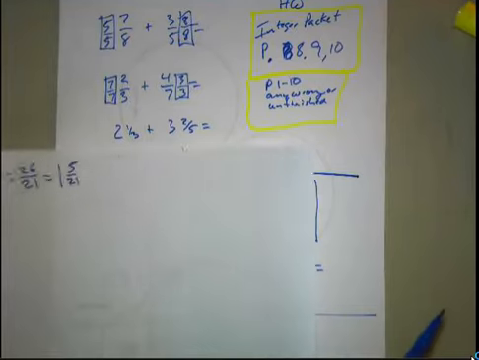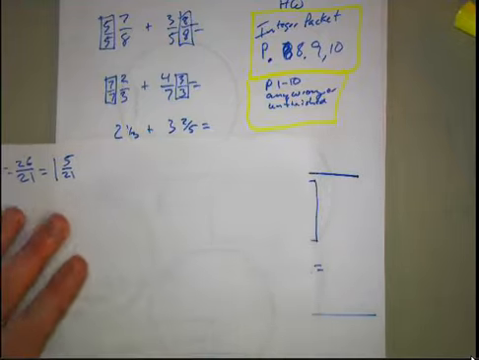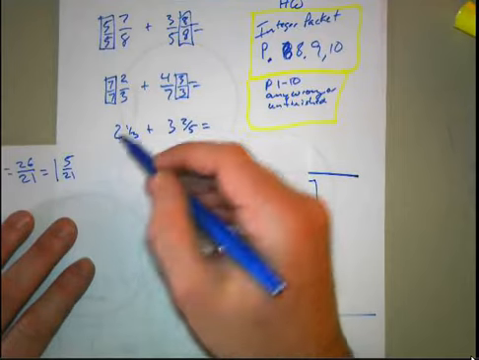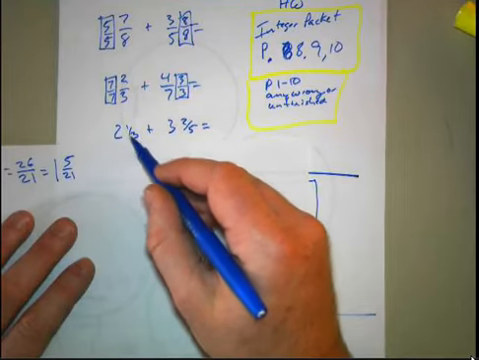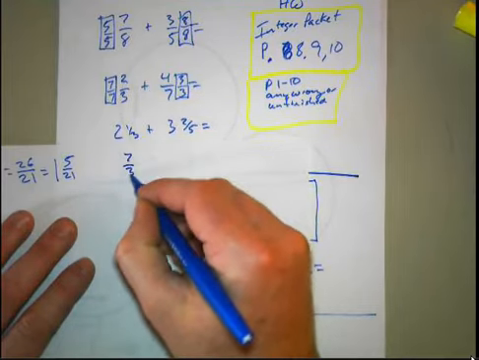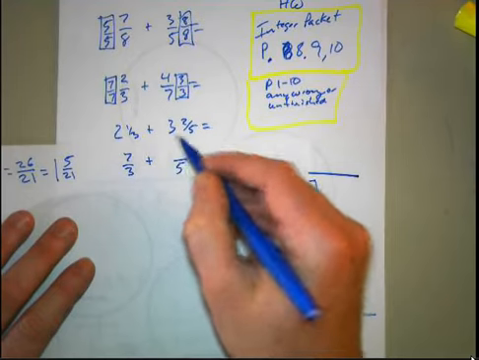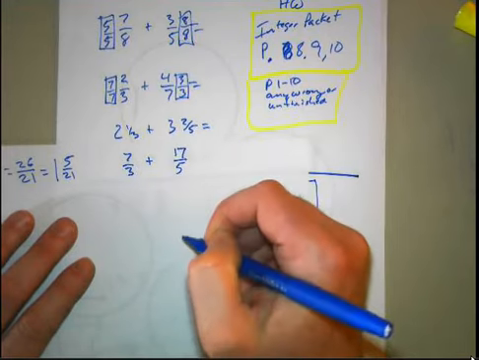Next problem. Mixed numbers. With all mixed numbers, the easiest way to solve them, whether adding or subtracting, will be to turn it into an improper fraction. How many pieces make a whole here? 3. How many wholes do I have? 2. 2 times 3 is 6, plus 1 is 7/3. How many pieces make a whole here? 5. How many wholes do I have? 3. 3 times 5 is 15, plus 2, 17.